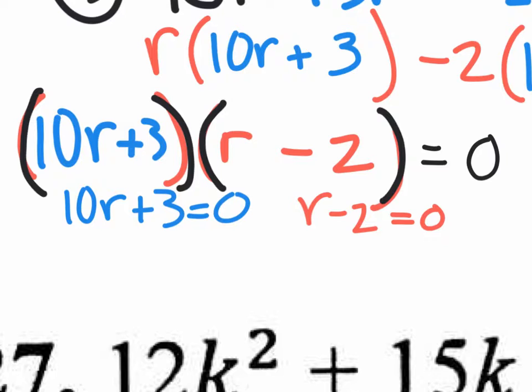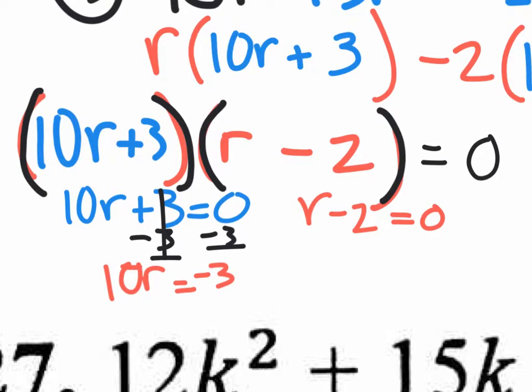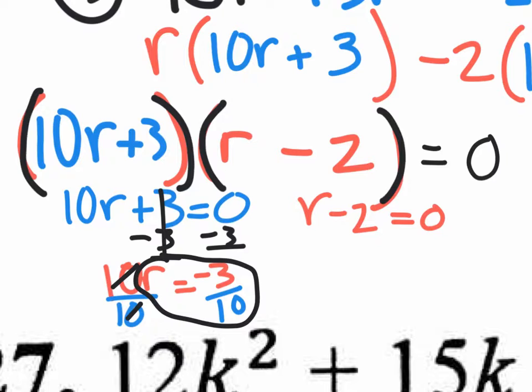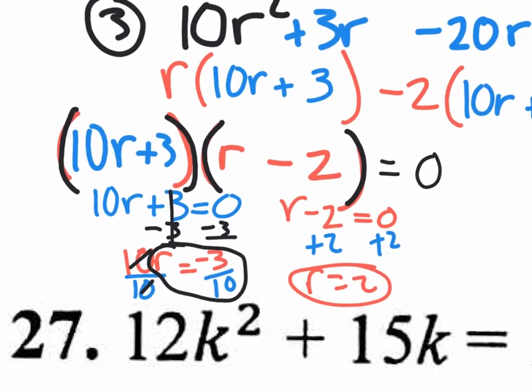On the left equation, the blue one, if we subtract 3 on both sides, we're going to get 10r equals negative 3. And if we divide both sides by 10, we're going to get the answer negative 3/10. So the tenths cancel, r equals negative 3/10. That's one answer. Now the other one, you're going to add 2 to both sides, and you get r equals 2. It's your other answer. So we get 2 answers for this problem.